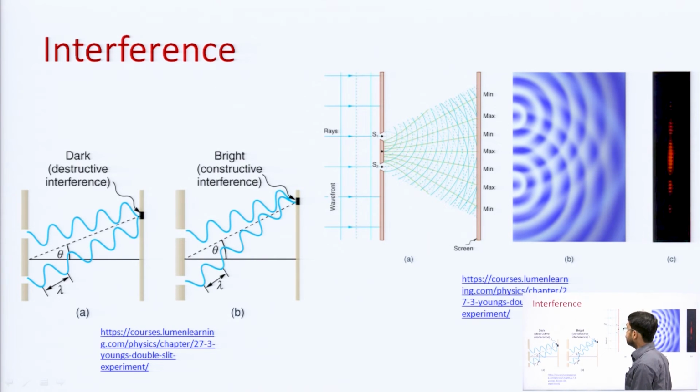Interference. Young's double slit experiment. You all must remember Young's double slit experiment. This is the picture of Young's double slit experiment. There is a monochromatic light source and we have taken two narrow slits. So, how do they work? They work like two separate coherent sources.